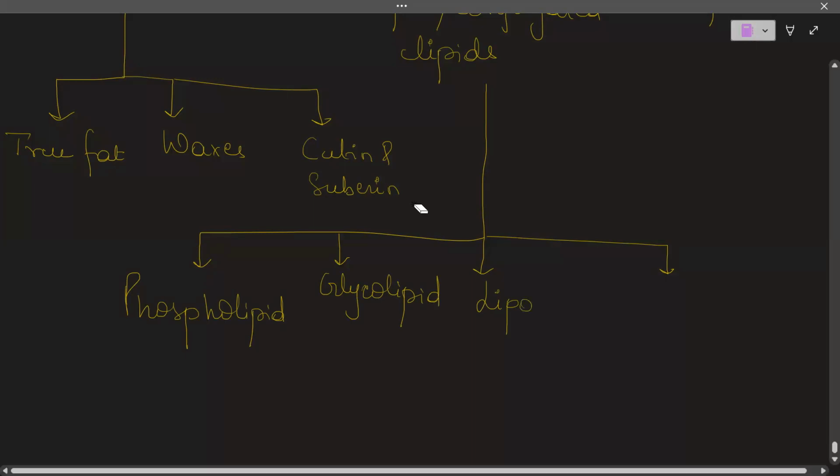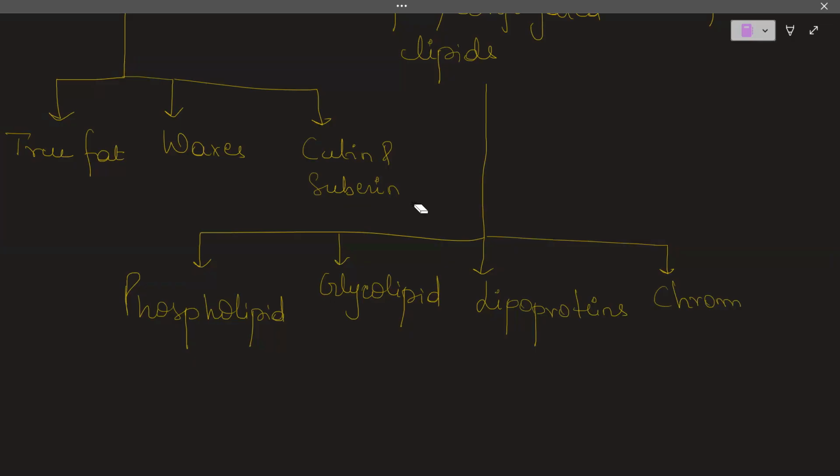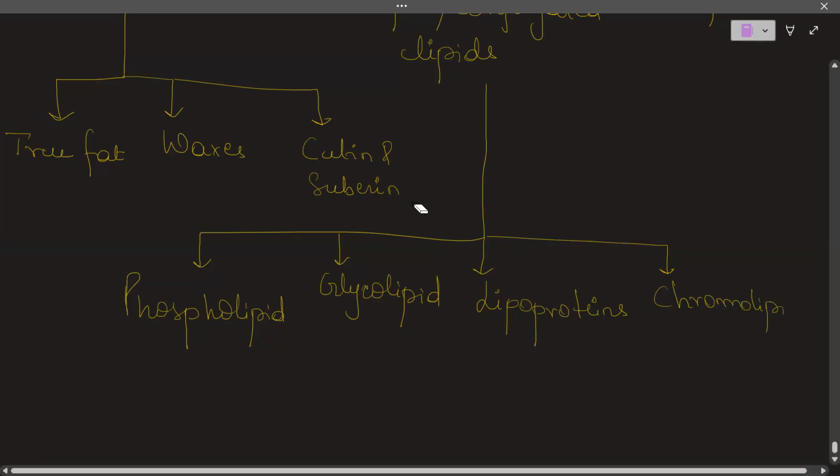Then comes lipoproteins. What do you think? They are the combination of lipid and proteins, again fat molecules, the lipids along with the proteins. And lastly, there are chromolipids. These are certain pigments along with the lipids. So these are the different kinds, or you can say the classification, of lipid molecules. Clear?